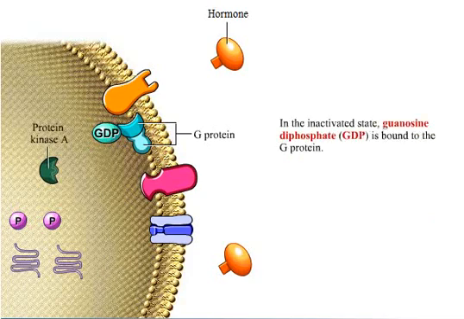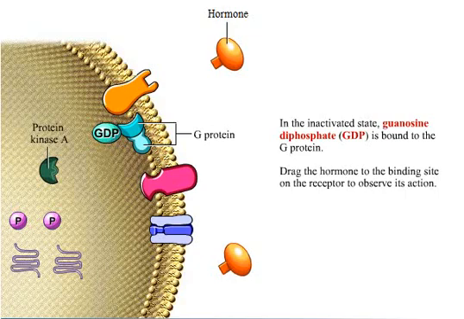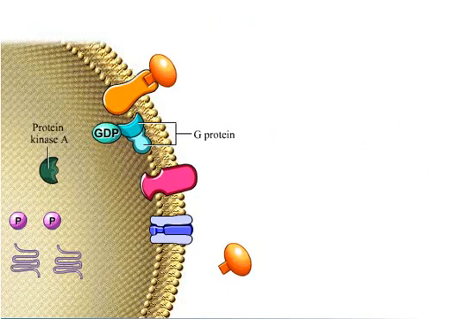In the inactivated state, guanosine diphosphate, GDP, is bound to the G protein. Drag the hormone to the binding site on the receptor to observe its action. When a hormone binds, the receptor changes shape and activates the G protein. It releases GDP and binds guanosine triphosphate, GTP, a high-energy molecule.